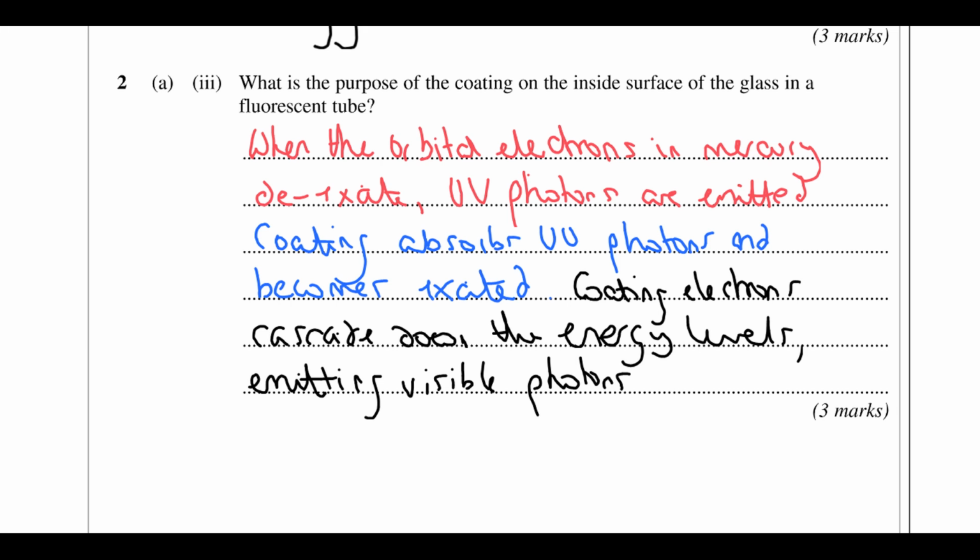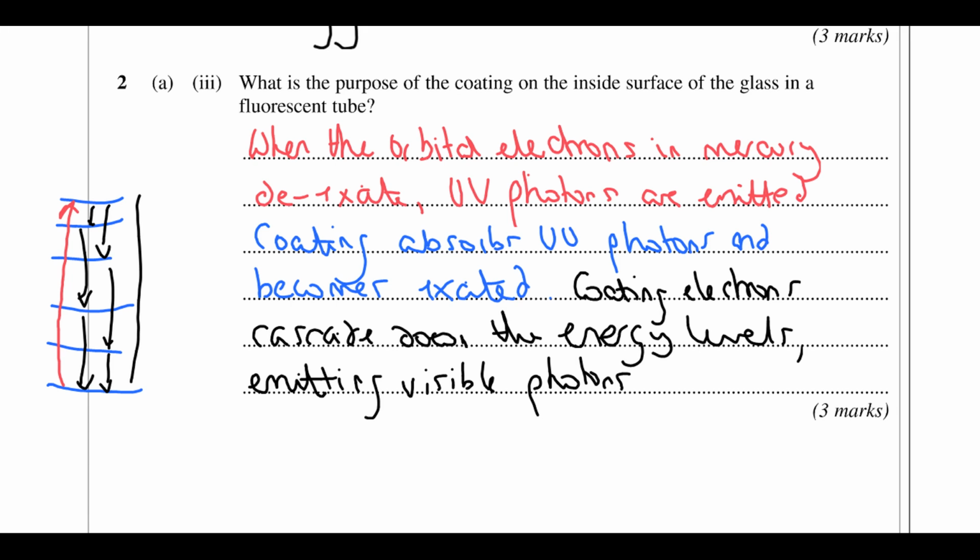So what does cascading down the energy levels mean? It's some terminology you see quite a lot. So the coating is going to have these energy levels, sort of like something like this. A UV photon will excite it to a very high level, and we know that the electrons can take all these different pathways back down to ground. Some of them might go all the way, some of them might take all these. And this process going down all these different paths is called cascading down the energy levels.